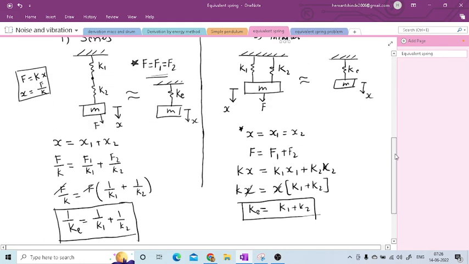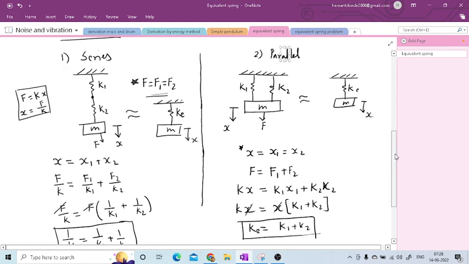These are the two formulas. Now in parallel combination, suppose there are n number of springs which are parallel, then we can directly write K equivalent, that is stiffness equivalent, equal to K1 plus K2 plus so on, n number of times. Okay, we will get the answer.